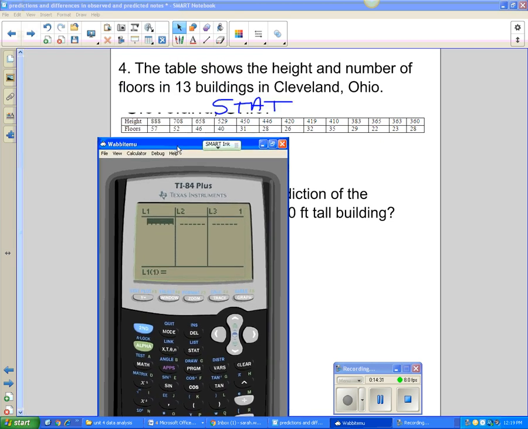All right, so you're going to put in 888, 708, 658. So you need to be putting this in your own calculator. So pause the video if you want. While we're doing this, please put them in your own calculator. It doesn't help to just watch. You have to do it.